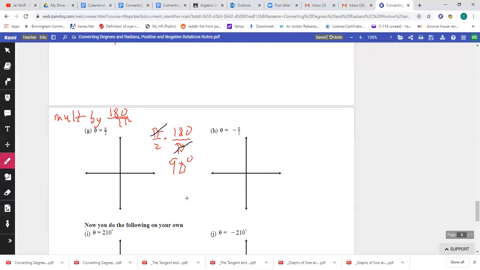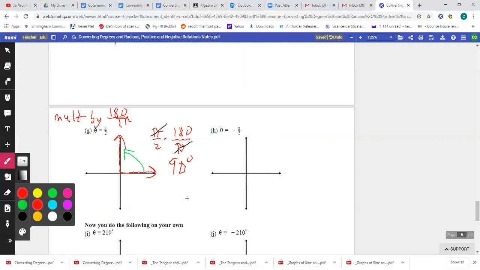Oh, that's pretty simple. You know that 90 degrees is this angle here. And so letter H is negative pi over 2, so this is just negative 90. And so negative 90 is this angle right there, with the arrow pointing that way. Okay, so do the bottom 4 on your own, and then we'll be done.